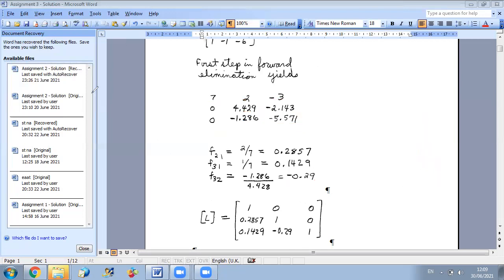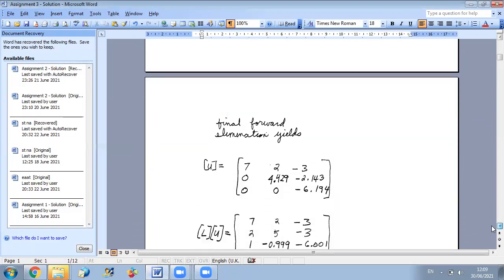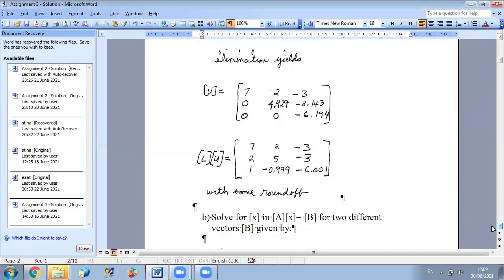Now I am done with my lower and upper matrices. And finally, they told me to verify that if I do L times U, I will get A. And I can expect some round of error, okay? This is why here I obtained a value very close to the actual one, which is minus 1, and here a value very close to minus 6. So my calculation is fine.